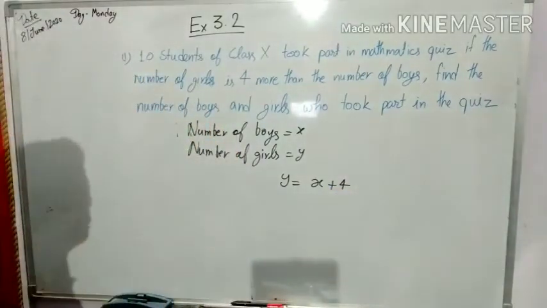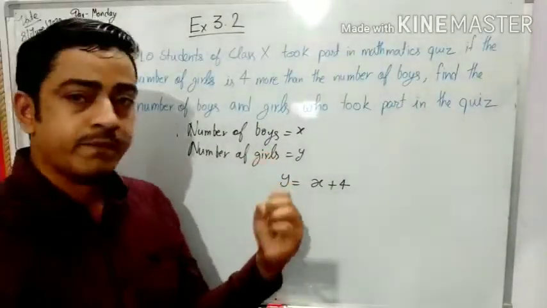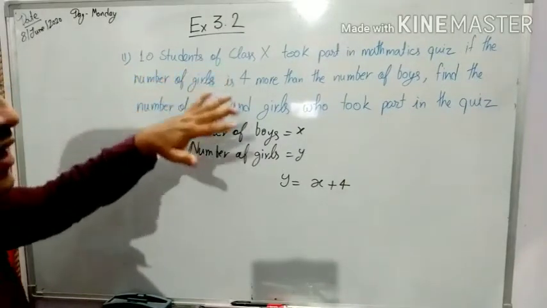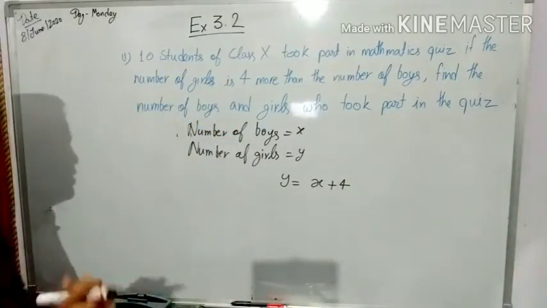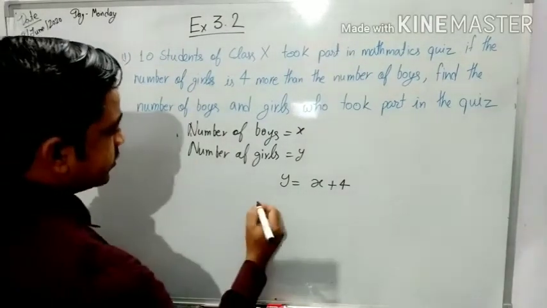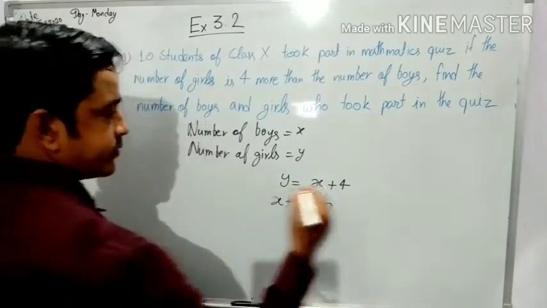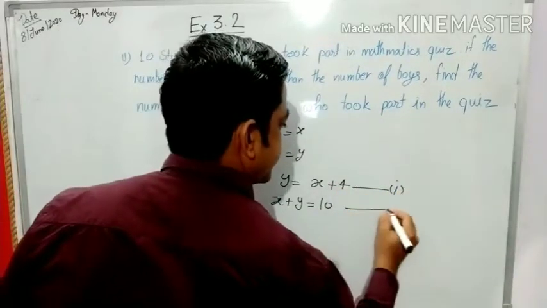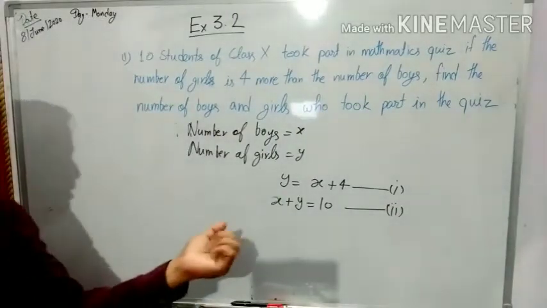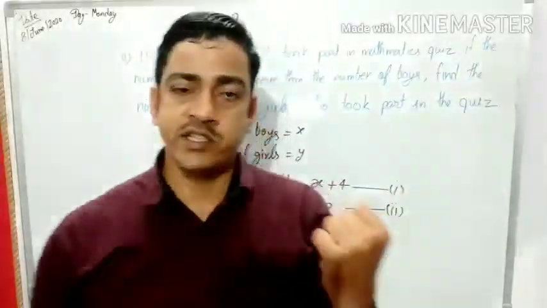And second, find the number of boys and girls. So the second condition is hidden here. We must find out how. The 10 students of class 10 means the number of boys and the number of girls will be equal to 10 students. So the second equation is X plus Y is equal to 10. Now you can easily solve it algebraically or graphically.